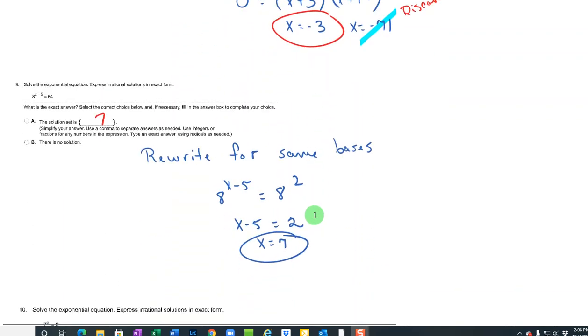Number 9, we're back at exponential. So we have 8 to the x minus 5, and then change 64 to 8 squared. Once you do that, the bases are the same. You get rid of them. You have x minus 5 equals 2, and x equals 7.